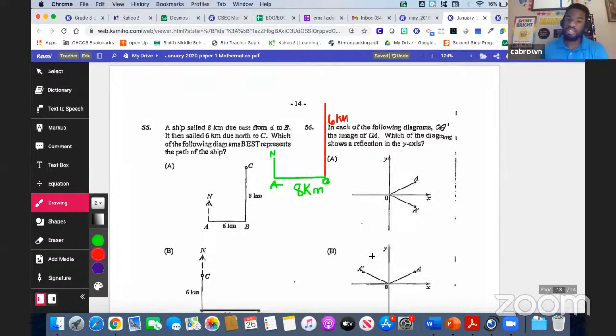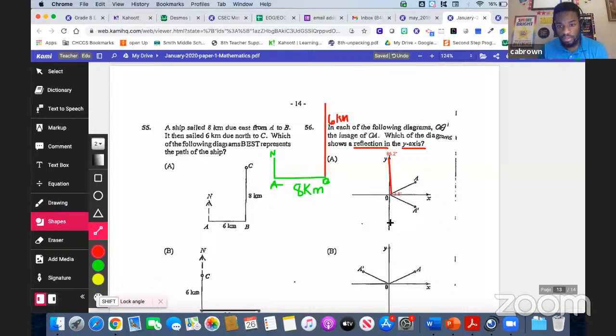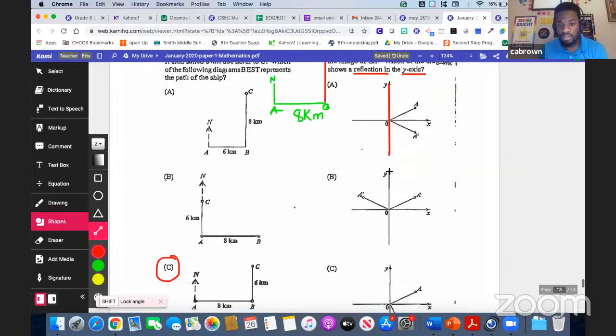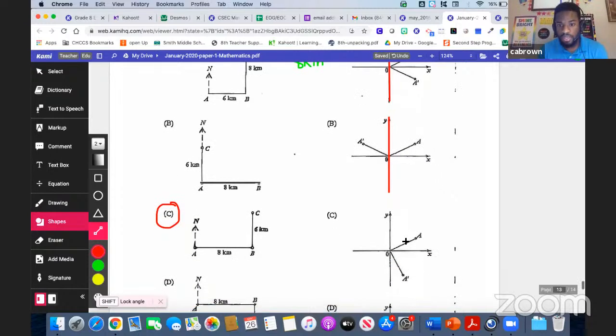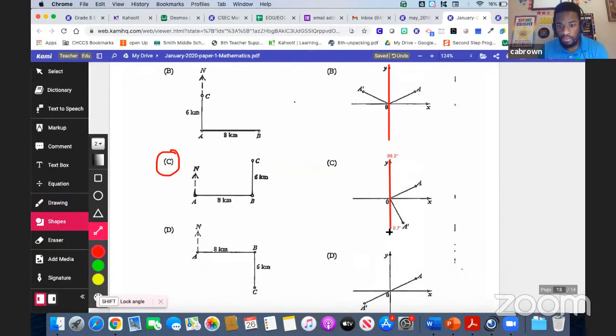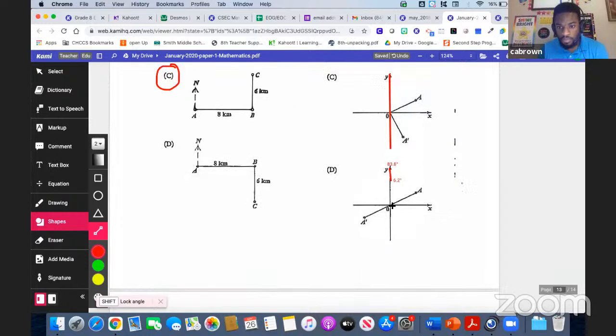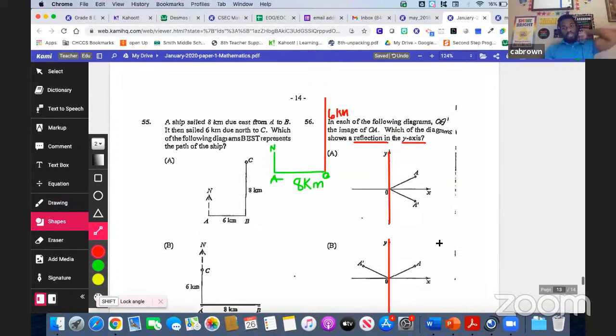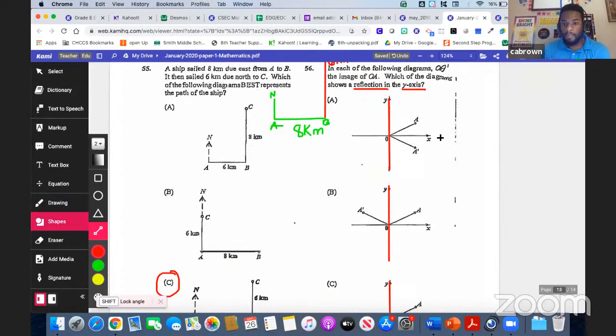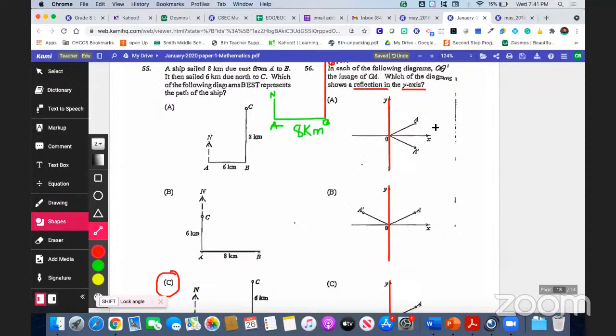All right, 56. In each of the following diagram, OA prime is the image of OA. Which of the diagram shows the reflection in the y-axis? So we're looking for reflection in the y-axis. Here's my y-axis. My y-axis is always my vertical axis. So we're going to be looking for the reflection that is taking place right here. Which one seems to be a reflection?